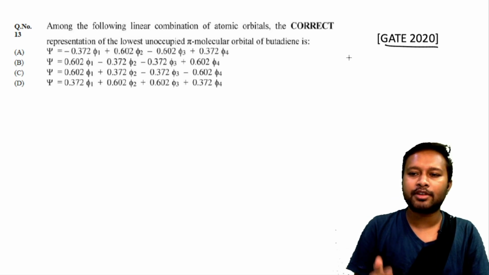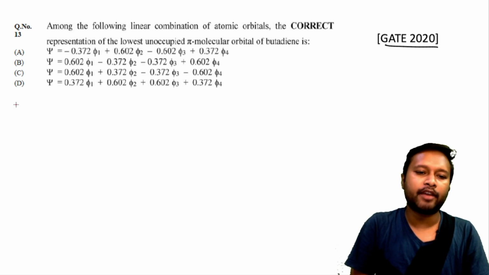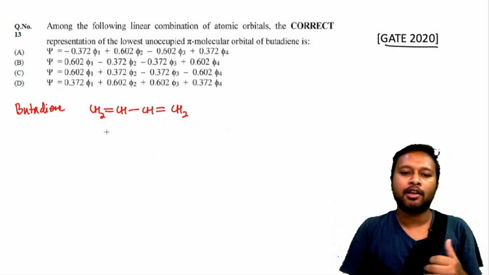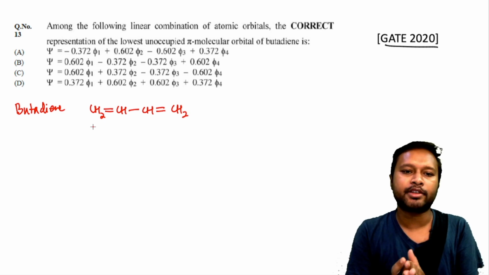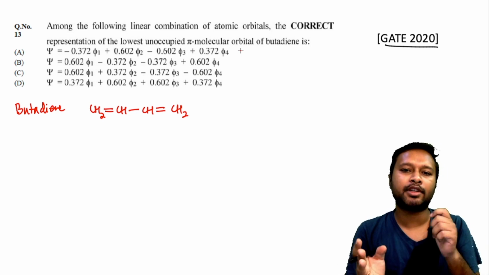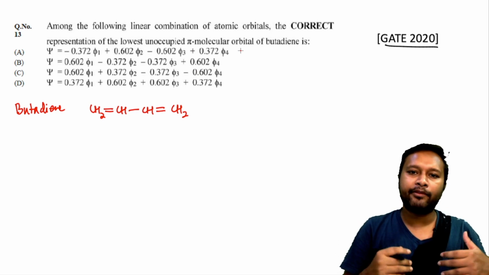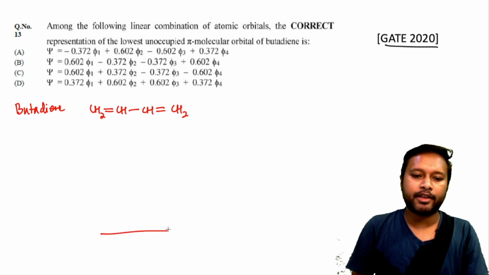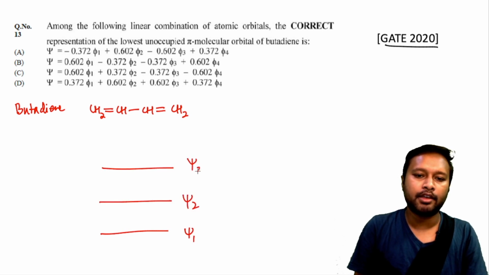Now for this you need to know some basic understanding of butadiene first of all. So butadiene is basically CH2 double bond CH, single bond CH, double bond CH2. This is your butadiene. There are 4 atoms. Basically we are just talking about the pi orbitals here because this talks about the pi molecular orbital. So there will be 4 atoms which contain pi orbitals, so you will have 4 pi molecular orbitals. Those will be given as your psi1, psi2, psi3 and psi4.